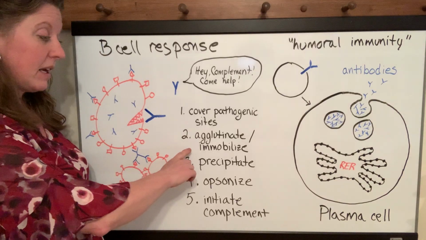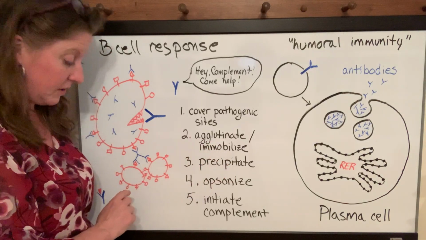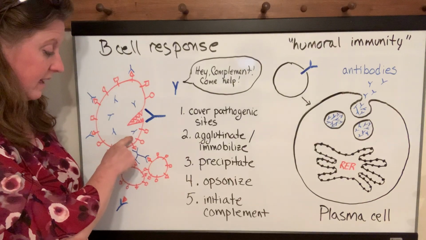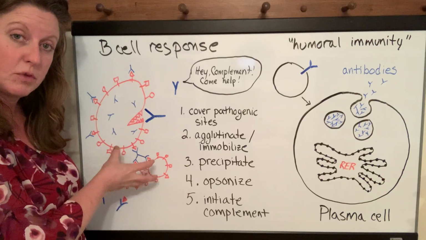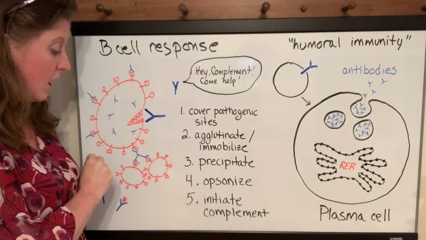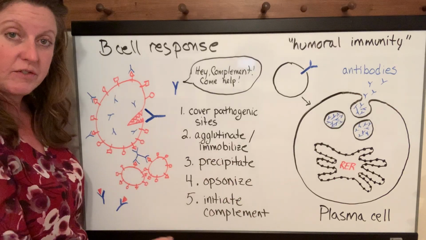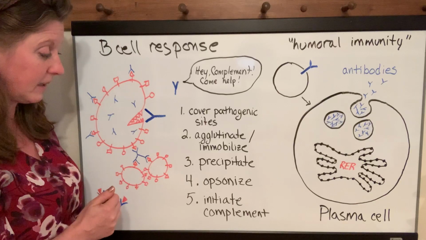Another thing that antibodies can do is that they can agglutinate or immobilize the pathogen. So in this case, we've got a cluster of antibodies, and each one is holding on to a different bacterium, causing them to agglutinate or clump, and also making it so that these bacteria cannot spread away from one another and cause the infection to spread in the body.